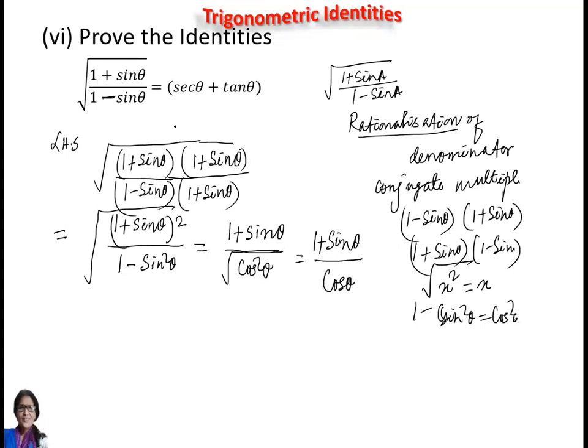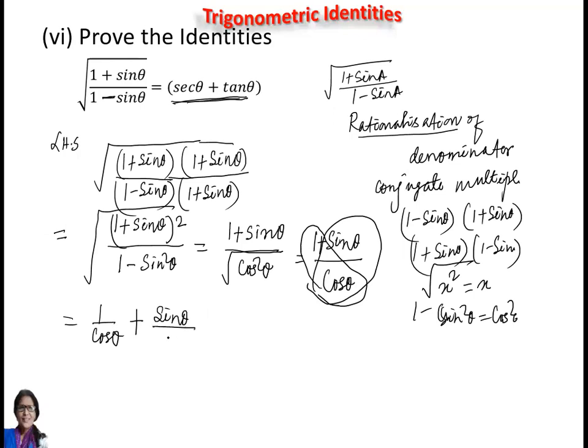Then check once the right hand side. It is sec theta plus tan theta. That means there are two terms, and here I am getting one term. How to do it? I'll make it into two. One is 1 by cos theta plus one is sine theta by cos theta. Both with cos theta in the denominator. 1 upon cos theta is sec theta. Sine theta upon cos theta is tan theta. So I am getting RHS.